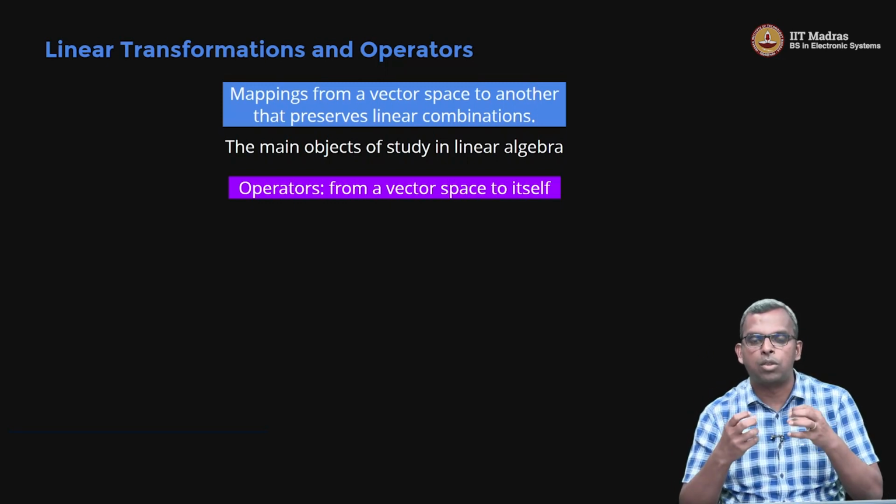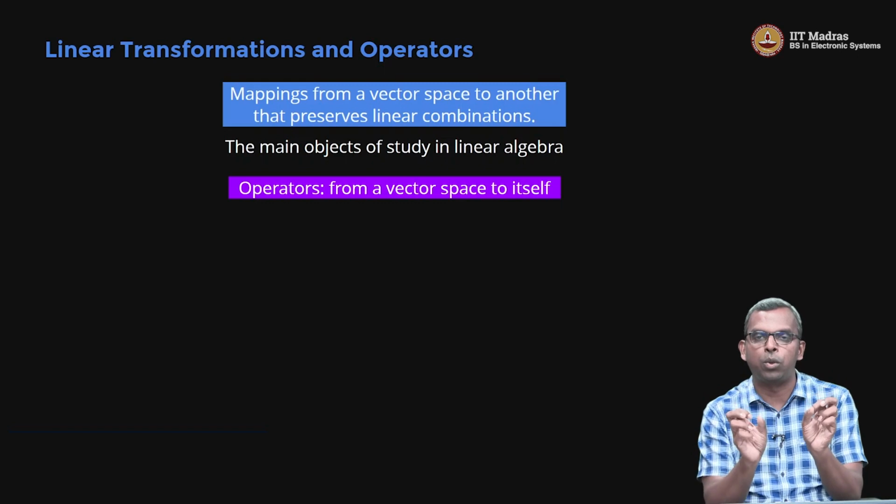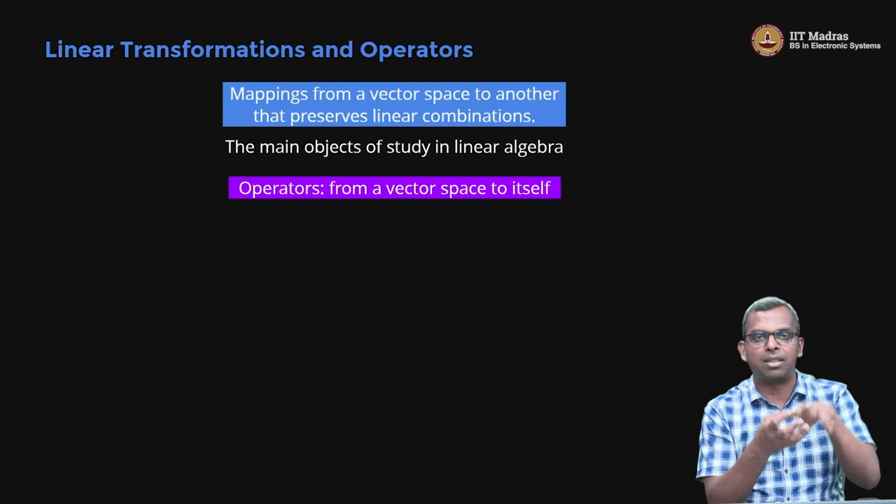Okay, so now these operators and transformations respect and preserve the linear combination. As in, if you have two vectors v1, v2, you do a linear combination first, like a v1 plus b v2, then apply this transform.